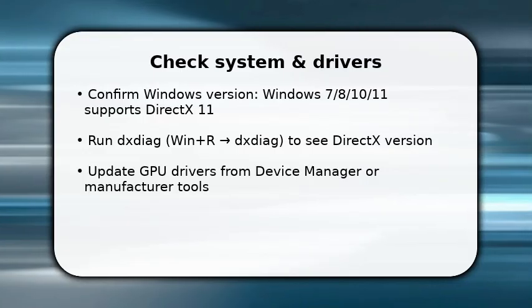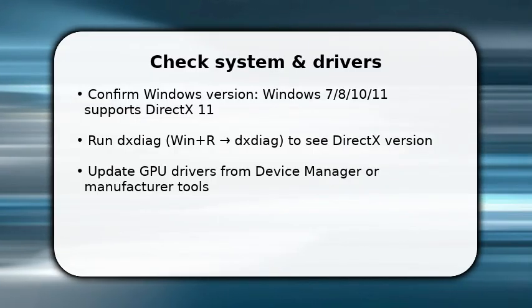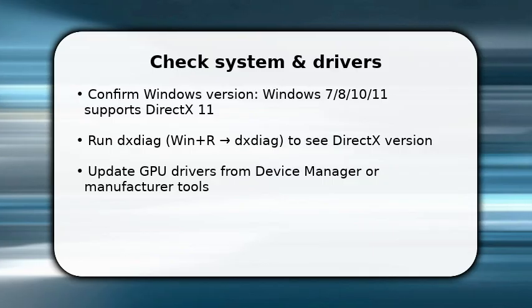You start by confirming your system can run DirectX 11. Open DXdiag to check the installed DirectX version and note your GPU model. Once done, make sure Windows Update is current because many DirectX components install through updates.